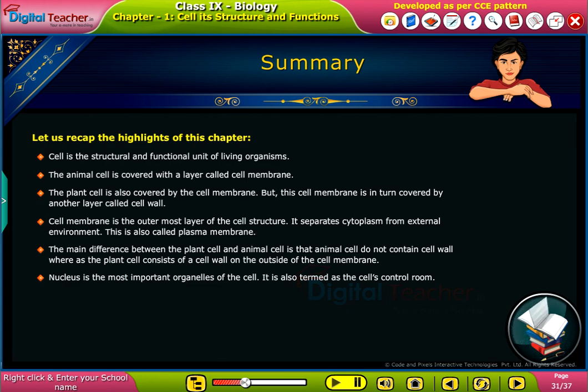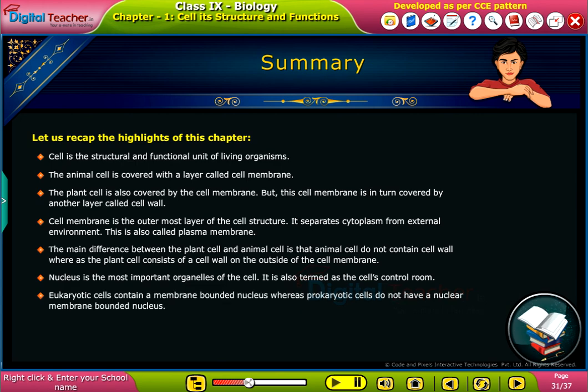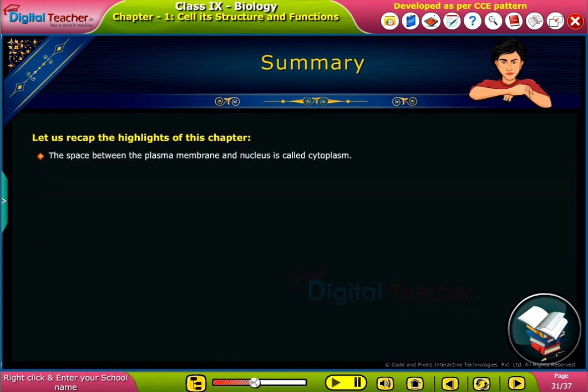Nucleus is the most important organelle of the cell. It is also termed as the cell's control room. Eukaryotic cells contain a membrane-bounded nucleus, whereas prokaryotic cells do not have a membrane-bounded nucleus. The space between the plasma membrane and nucleus is called cytoplasm. The fluid present inside the nucleus is named as nuclear fluid or nucleoplasm.